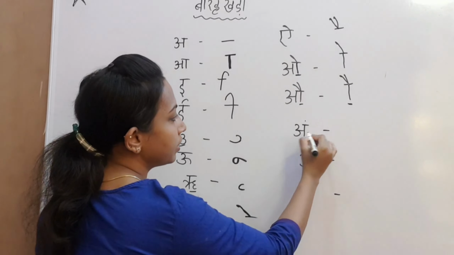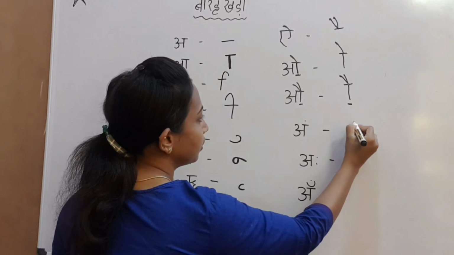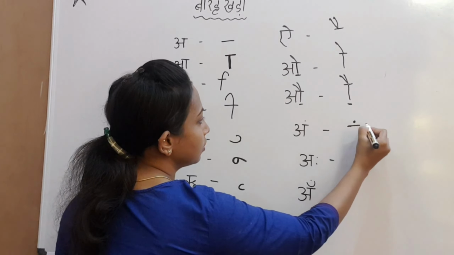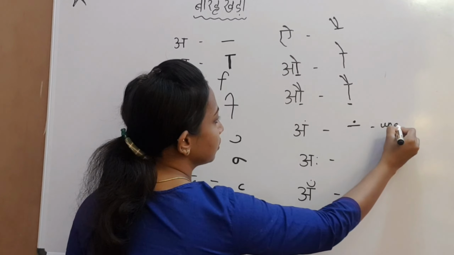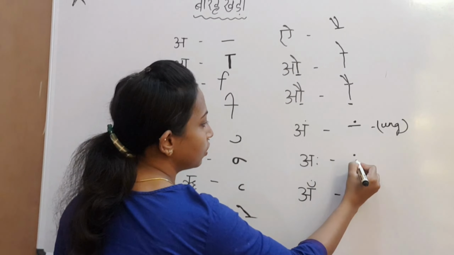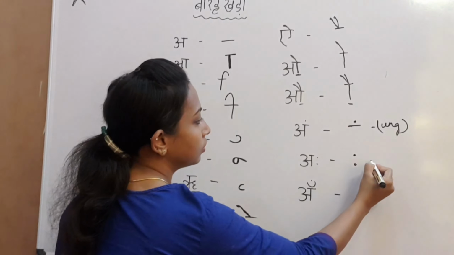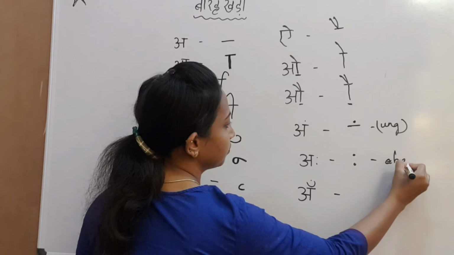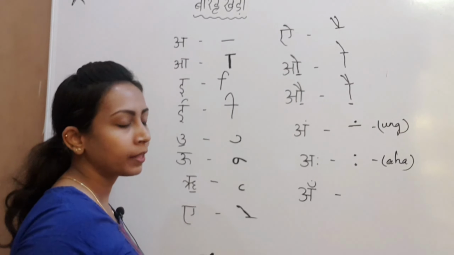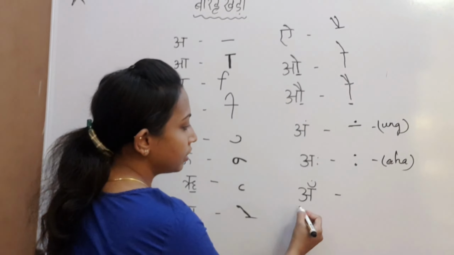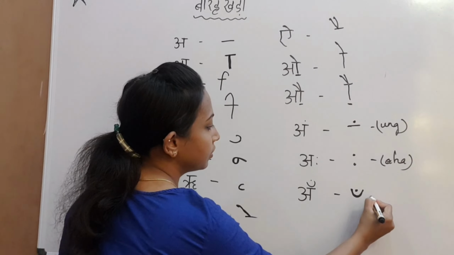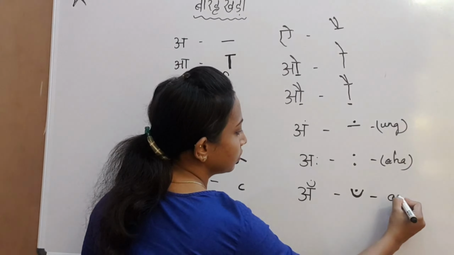Next one, when you put a dot above the consonant, this dot gives a sound, and these two dots after the consonant give another sound. This sound we use rarely, it is not used frequently. Next one, when we put it like this, it gives you a sound.